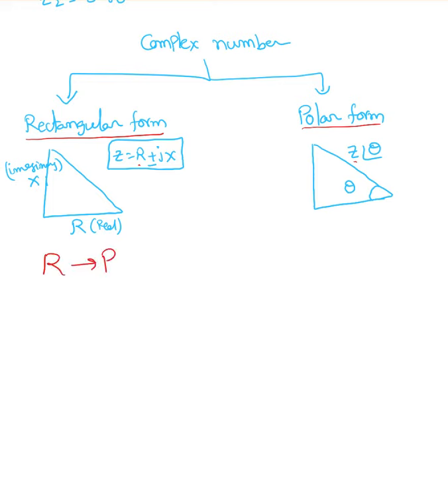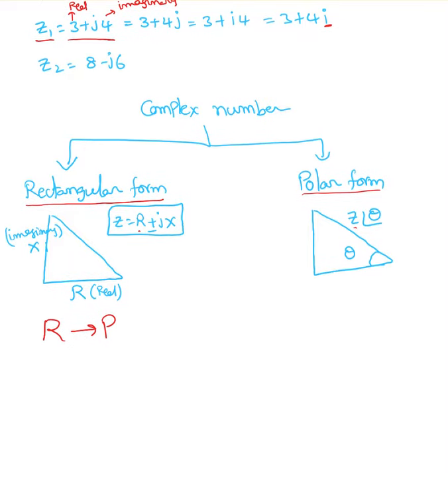Most of your calculators will have this symbol R to P or P to R. So I highly encourage you to find how to do it on your calculator. Here is the first example. I take a rectangular form, z equal to 3 plus j4. Now I'm going to convert this into polar form.